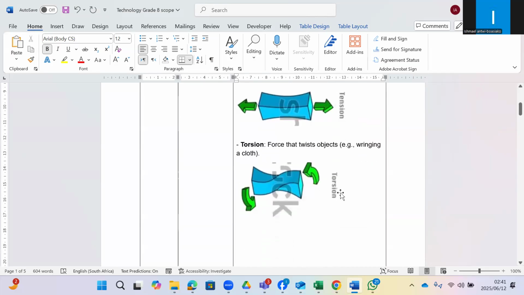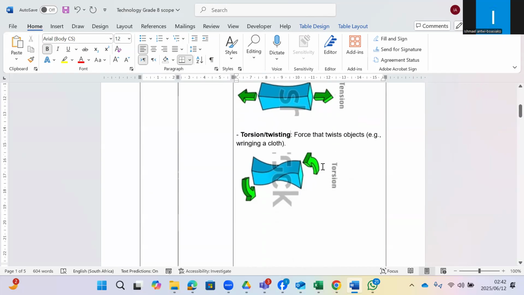And then we have the torsion force, or sometimes we call it twisting. Like the way we twist an object. So the force that twists objects, example, wringing a cloth. If you wash a cloth and you are wringing it, we call it twisting force or torsion force. It goes in opposite direction.